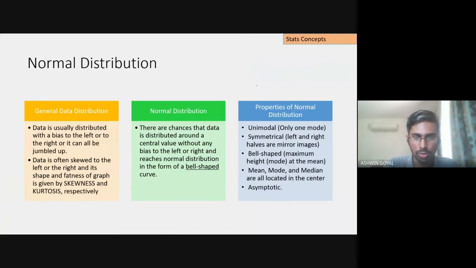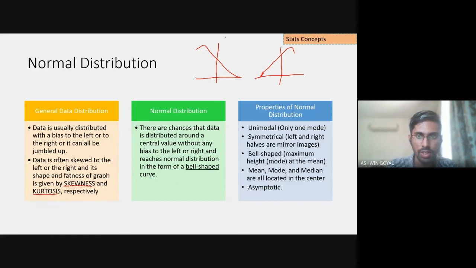Second part is normal distribution. Now, this is the most commonly asked question in interviews. You will have to deal with normal distributions throughout statistics. So when we describe data, we can either say that data is skewed, right? There's no trend or there's no uniform distribution of data. So it is distributed either with a bias to the left or to the right, right? So that can be a general distribution of data, but it is often skewed to the left or the right. And the shape of the data is either given by skewness or kurtosis. We'll talk about that in the next slide.